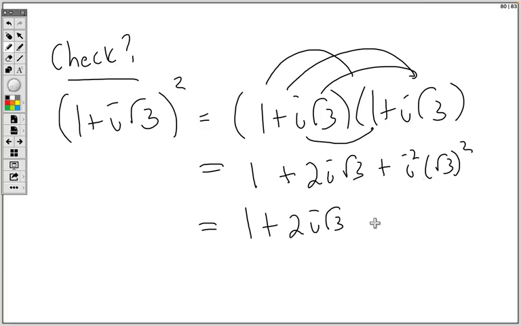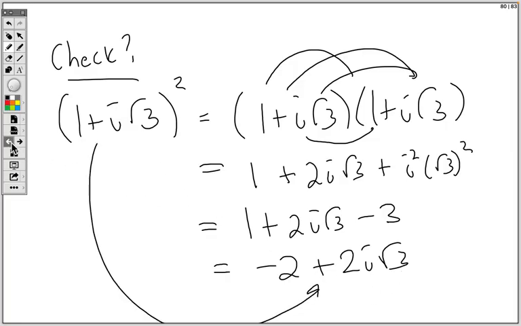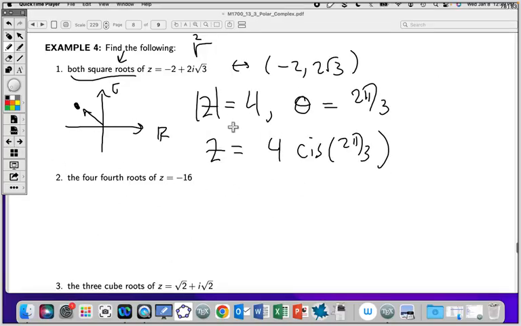I squared is negative 1. Root 3 squared is 3. And by golly, look what we get. Negative 2 plus 2i square root of 3. So this thing squared is going to give you that. Boom.